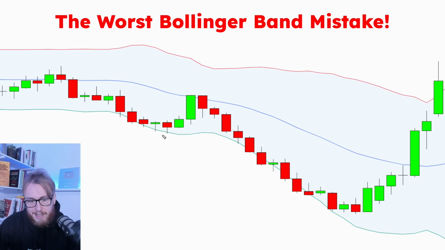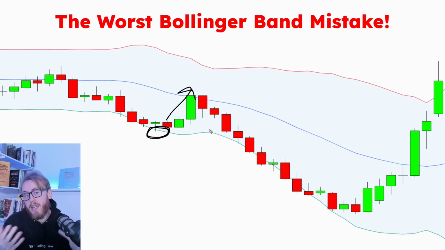Because as we can see in this example, the price right here hit the lower band, and we actually saw a bounce. So if you are a beginner trader, you might think, okay, it looks like the lower band is a sort of support level. So shouldn't that mean that when the price hits the lower band, that should be a buy signal?